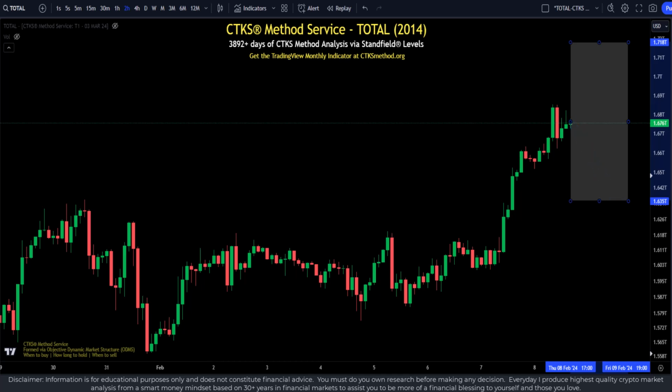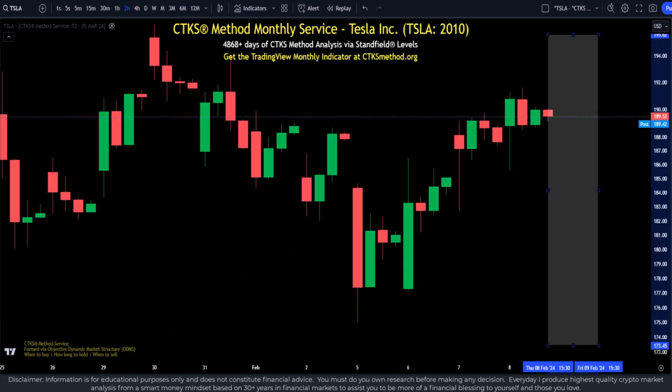The only real way you know if something is going up or down is to put on the SLs, or the Stanfield levels, but we'll get into that in a moment. Let's have a look at Tesla. Tesla closed out at 189.52. It's just trading in post-market hours, just a little bit down.